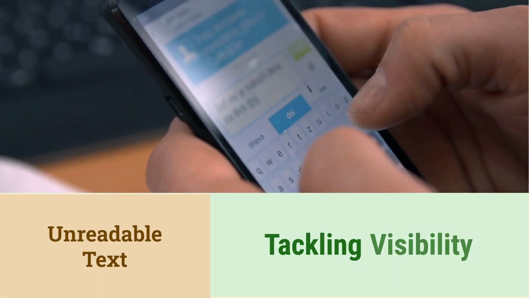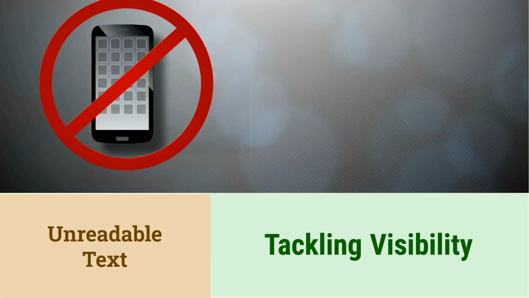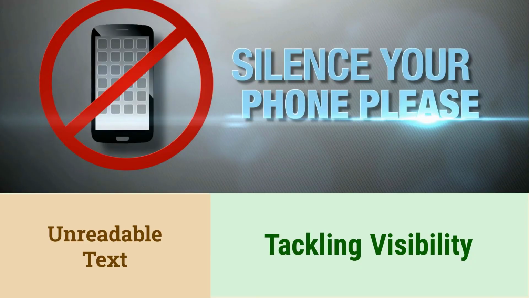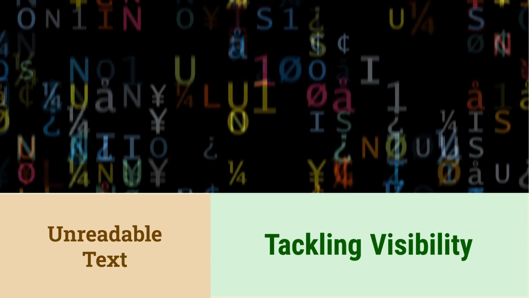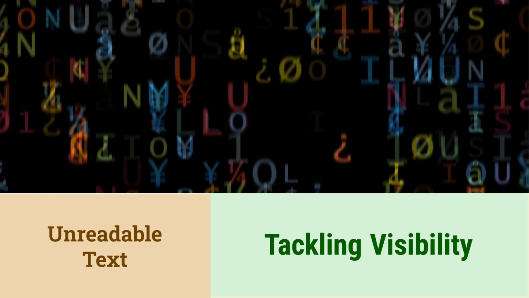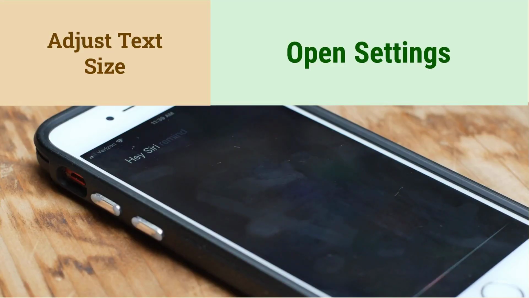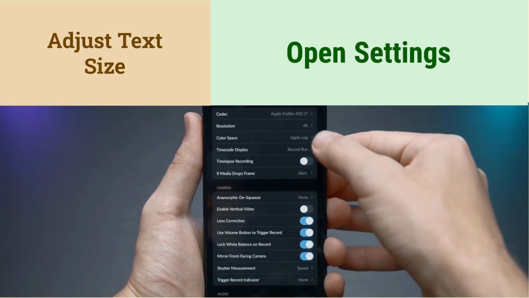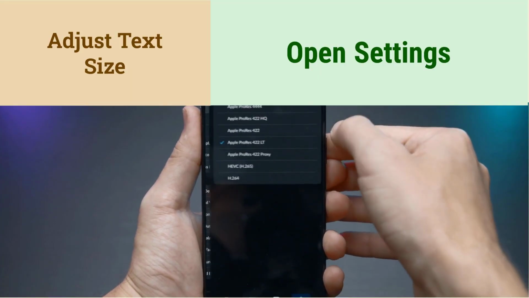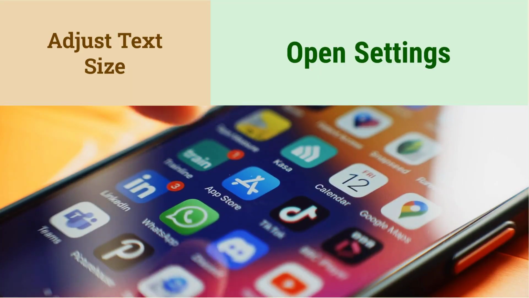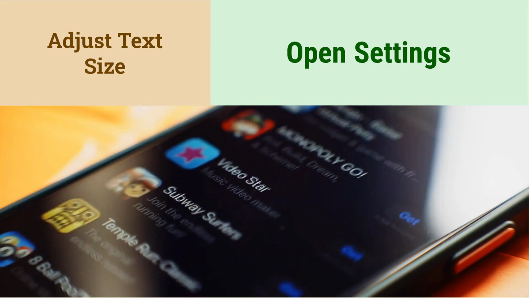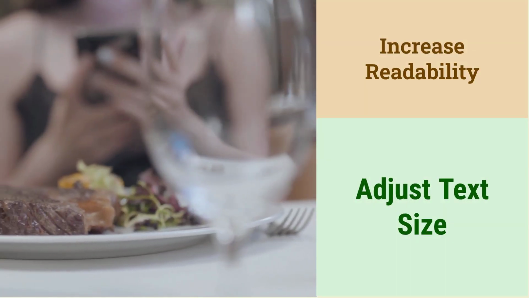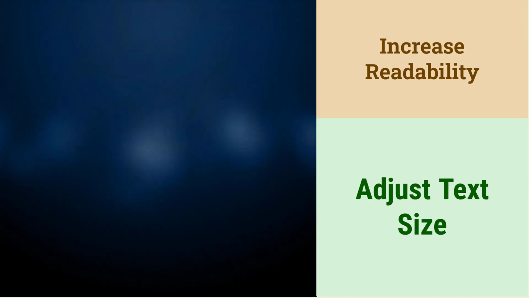One of the most common frustrations we hear is about unreadable text. It's hard to enjoy your phone when you're constantly struggling to see what's on the screen. Let's tackle this head-on. For those of you with an iPhone, adjusting text size is quite simple. Start by opening your phone's Settings application. You'll then want to look for and tap on Display and Brightness. Within this menu, you'll find an option labeled Text Size.